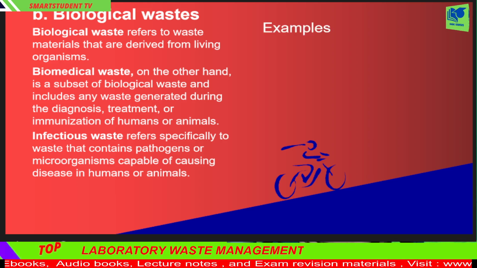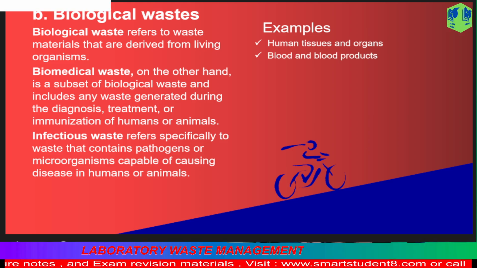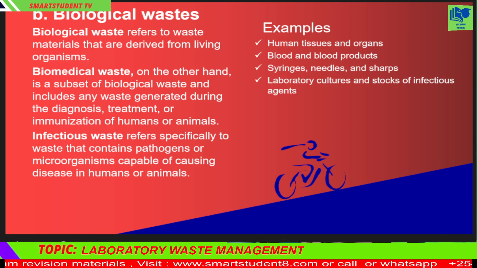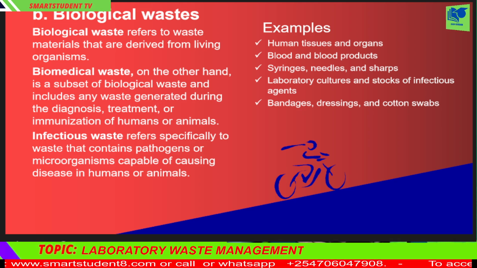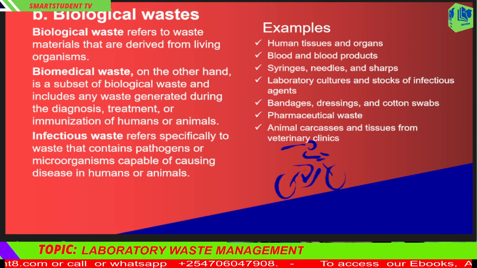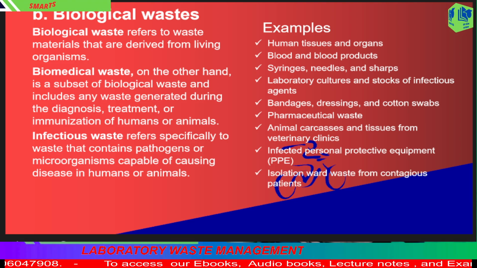Examples of biological, biomedical, and infectious waste: 1. Human tissues and organs. 2. Blood and blood products. 3. Syringes, needles, and sharps. 4. Laboratory cultures and stocks of infectious agents. 5. Bandages, dressings, and cotton swabs. 6. Pharmaceutical waste. 7. Animal carcasses and tissues from veterinary clinics. 8. Infected personal protective equipment, PPE. 9. Isolation ward waste from contagious patients.